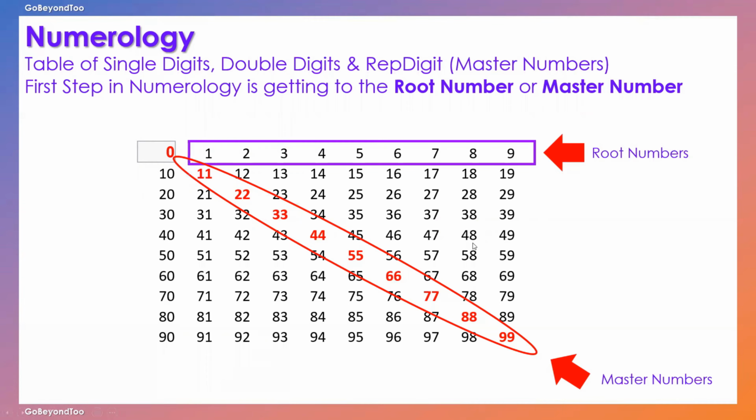The master numbers are the numbers you see here in the diagonal of the table: 11, 22, 33, 44, 55, 66, 77, 88, and 99.